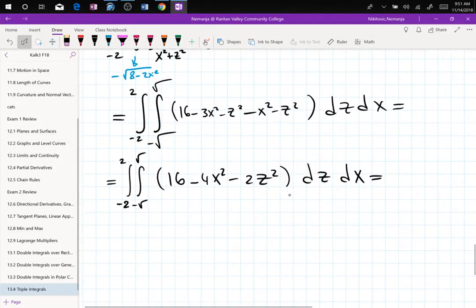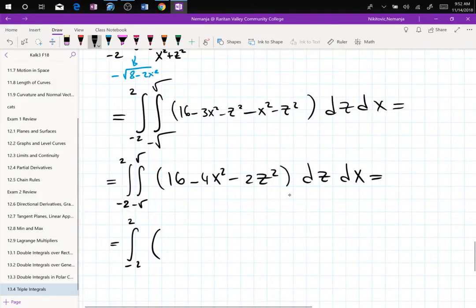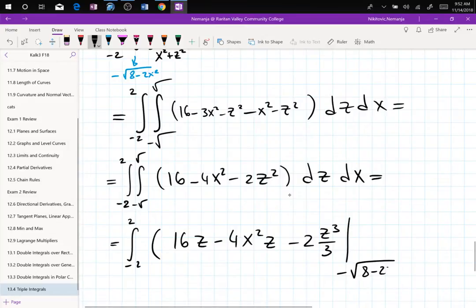What am I integrating? I'm integrating z, from -2 to 2. I integrate z, so that's 16z minus 4x squared z minus 2z cubed over 3, computed from negative square root of 8 minus 2x squared to positive square root of 8 minus 2x squared. I still have dx to worry about at the end.